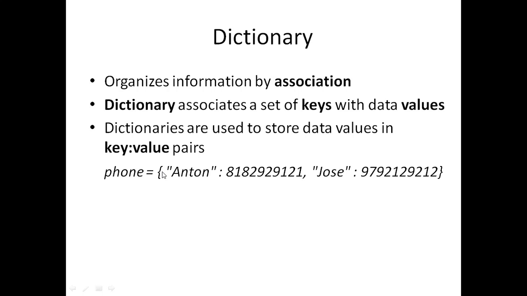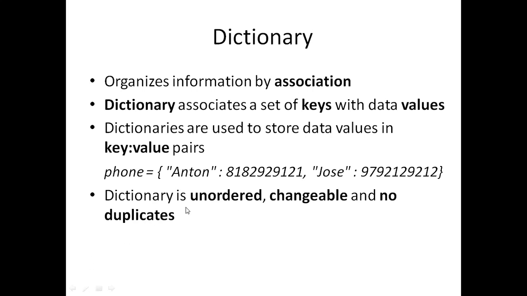We are using the same symbol that is used in sets. In sets also we were using braces. Similarly in a dictionary we are using braces, but here we have key, data pairs. So this is a single item, and this is a second item. So it is a set of key value pairs. A dictionary is unordered, changeable, and no duplicates are allowed. So it is similar to sets.